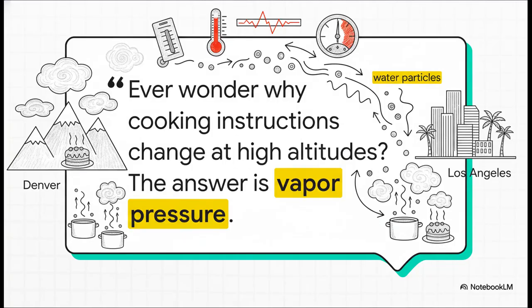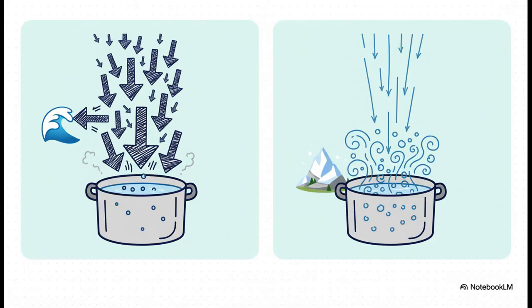Have you ever seen this? You're looking at the back of a cake mix box, and it has special instructions for high altitudes. Why would baking a cake in Denver be any different than baking one in Los Angeles? Well, the answer has everything to do with the energy of water particles and the air pressure pushing down on them. Think of boiling as a battle.